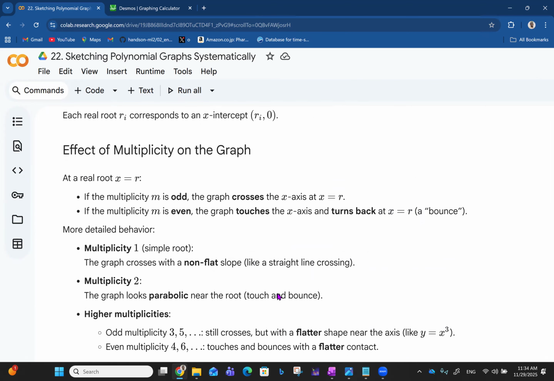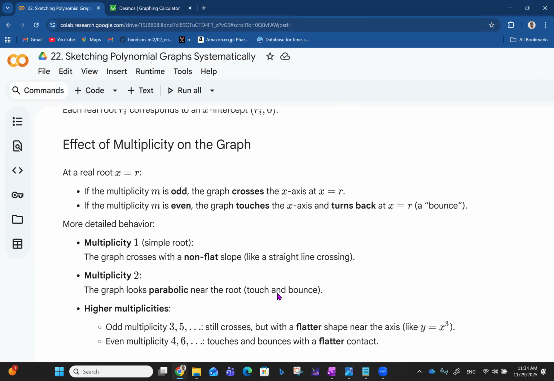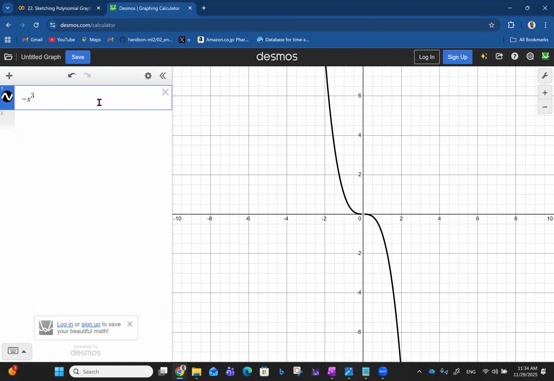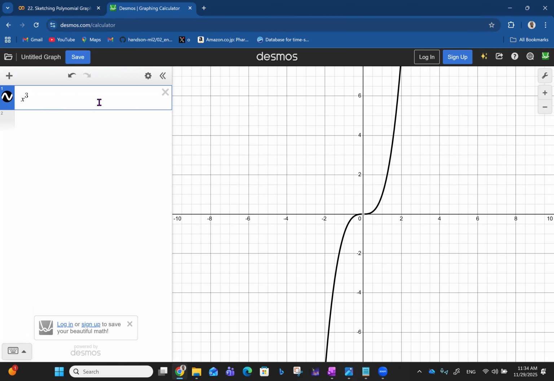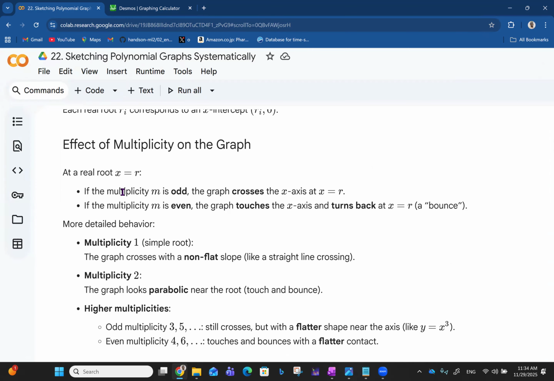We also talk about the effect of multiplicity on the graph. In fact, this has been dealt with a couple of times. At a real root x equals r, if the multiplicity m is odd, the graph crosses the x-axis at x equals r. We did that in the last video, so I'll just go over this. If the multiplicity m is even, I think there's no harm in doing this over and over again. Imagine that if you solve this, it gives you 0 three times. That is odd. So if the multiplicity m is odd, the graph crosses the x-axis at x equals r.